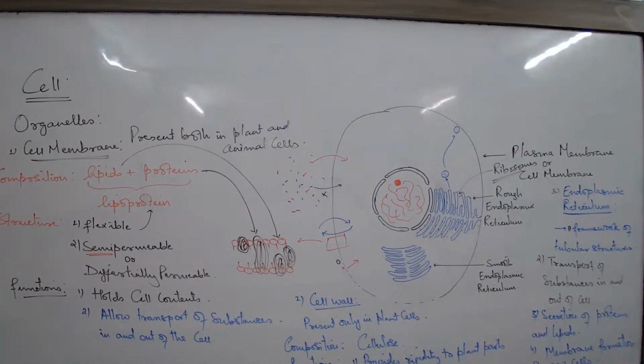Number 2. For RER you write, they produce proteins. For SER you write, they produce lipids and fat molecules.